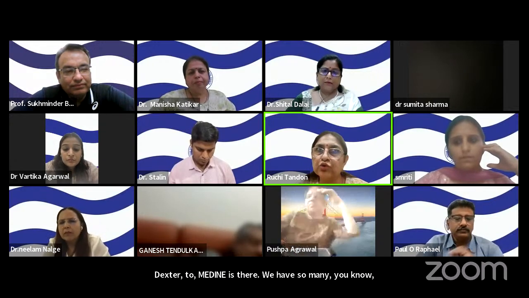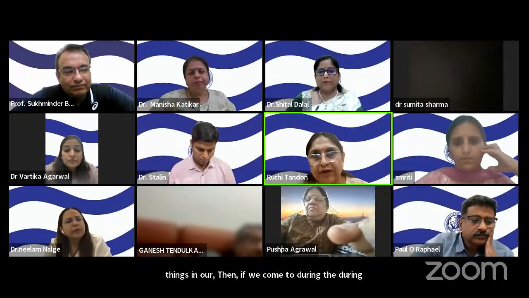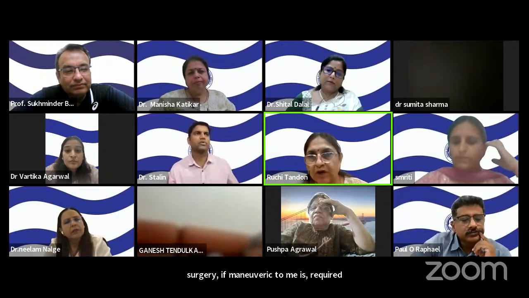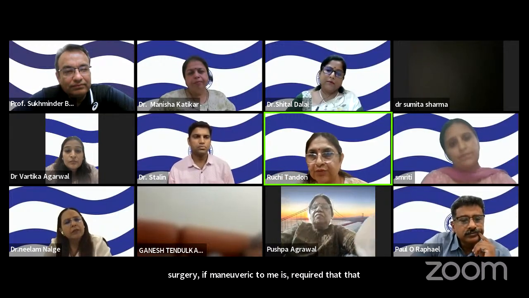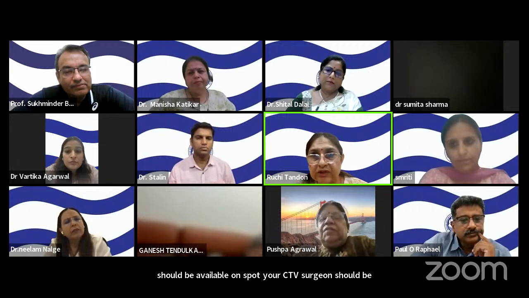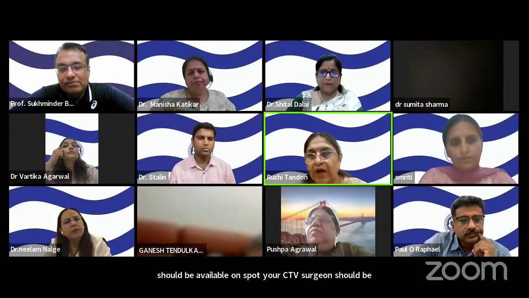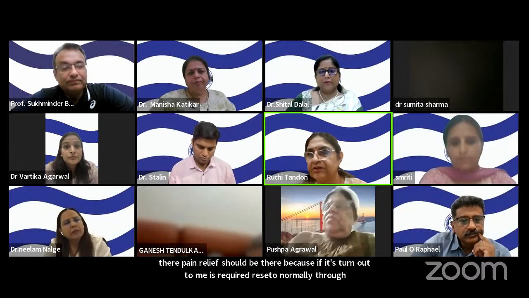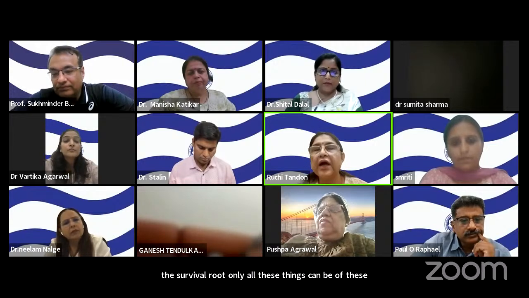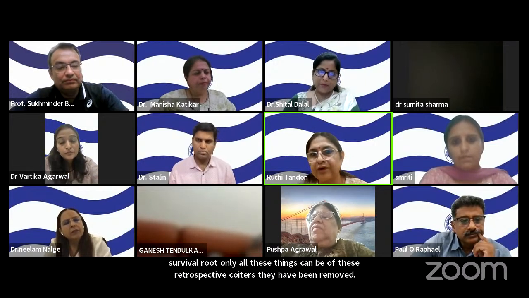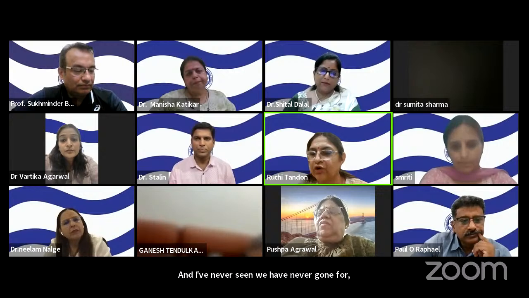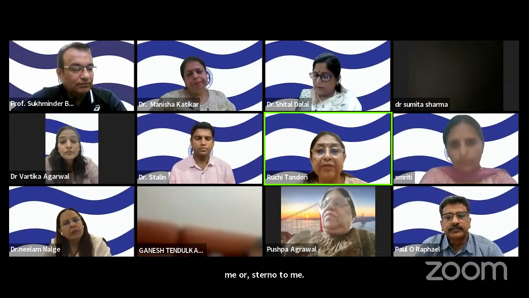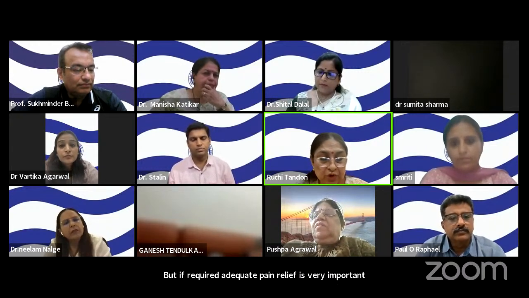Then during surgery, if manubriectomy is required, that should be available on the spot. Your CTVS surgeon should be there. Pain relief should be there, because if sternotomy is required... normally these retrosternal goiters have been removed through the cervical route only, and we have never gone for manubriectomy or sternotomy. But if required, adequate pain relief is very important, because they're very painful post-operatively.